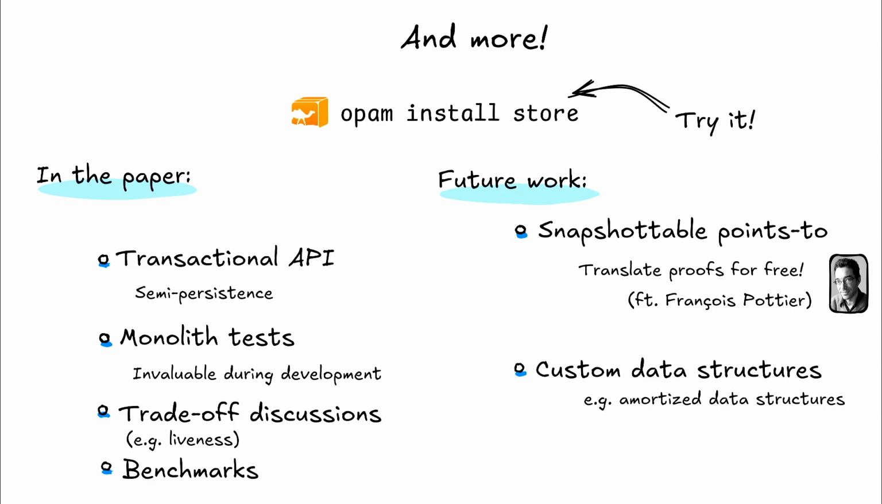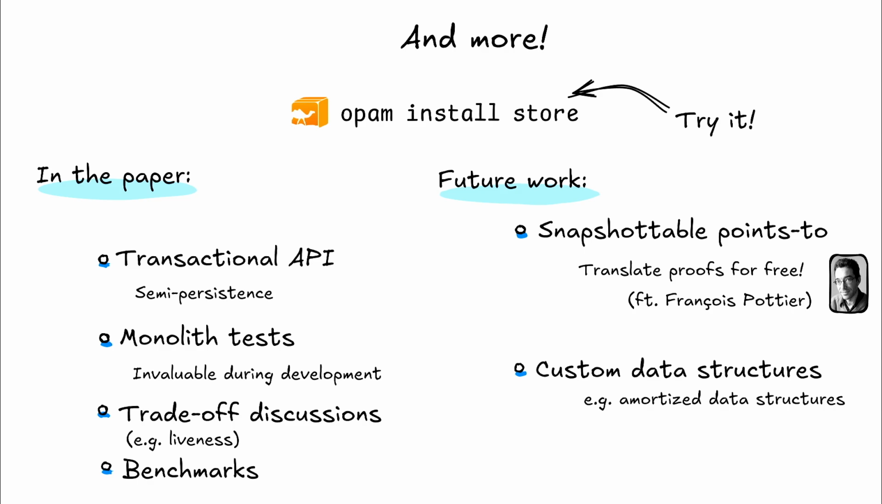So there is this transactional API for semi-persistence, which is similar to the persistent API, but allows more performance when you don't have to go back to a specific state. There are some tests using Monolith, which is a framework for differential testing, which was really invaluable during development. For us, it was almost like having an oracle when we were developing features. You wrote the new feature, you compared it with the test, and if the test passed, you were like, it worked essentially. So that was really nice.